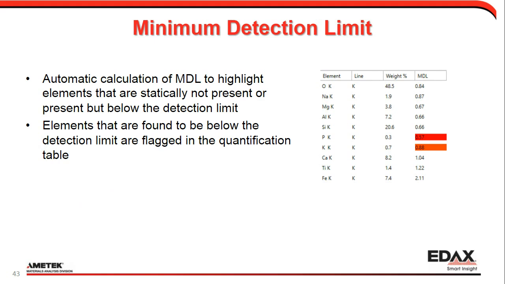The minimum detection limit looks at the statistical significance of the signal above background. The requirement for an element to be considered significant is that the total count on the peak is above the background count by a predetermined confidence. Elements that are found to be below the detection limit are flagged in the quantification table.